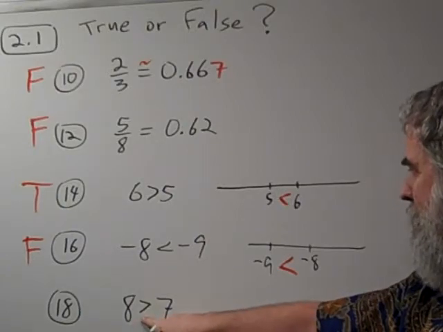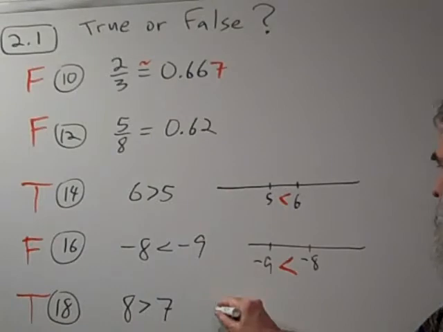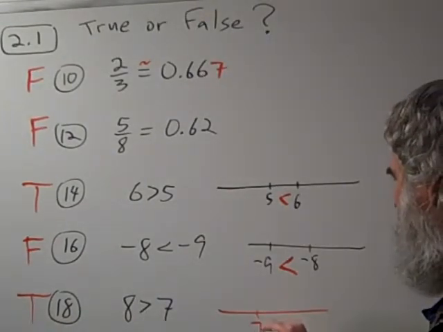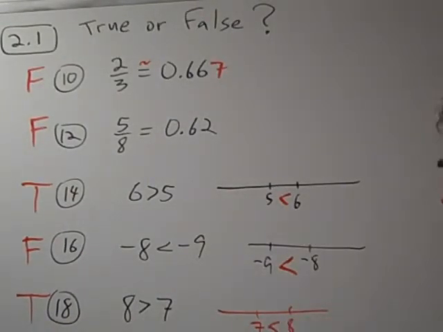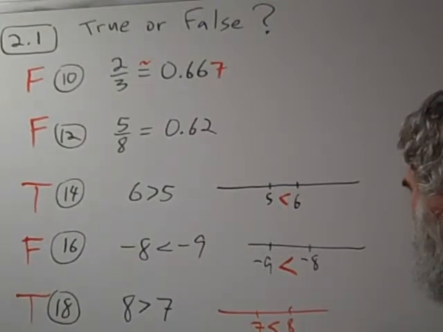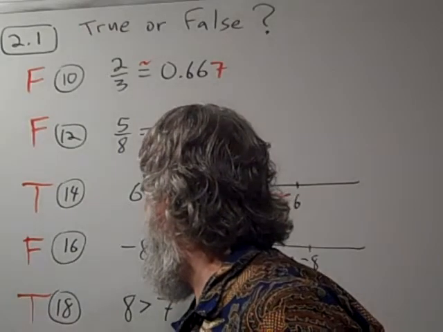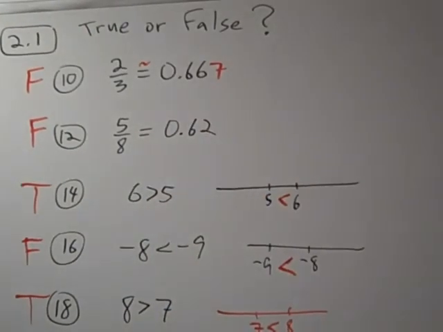Number 18 says 8 is bigger than 7. That's true. 8 is larger than 7. On the number line, you'd have 7 and then 8. 8 is bigger than 7. Number 20 says 0 is bigger than -1. Let's look on the number line. There's 0 and there's -1 to the left of 0. Being on the right means it's bigger. So 0 is bigger than -1. So this is true.